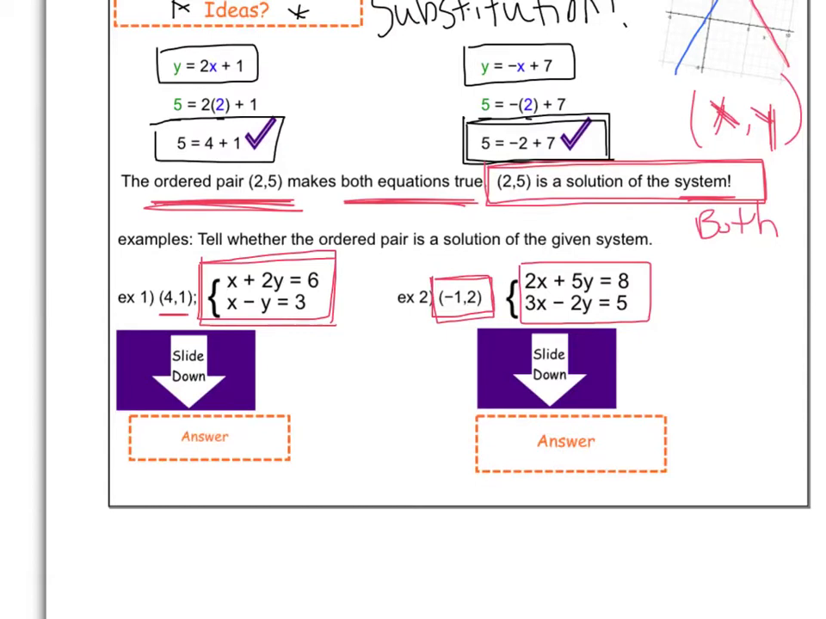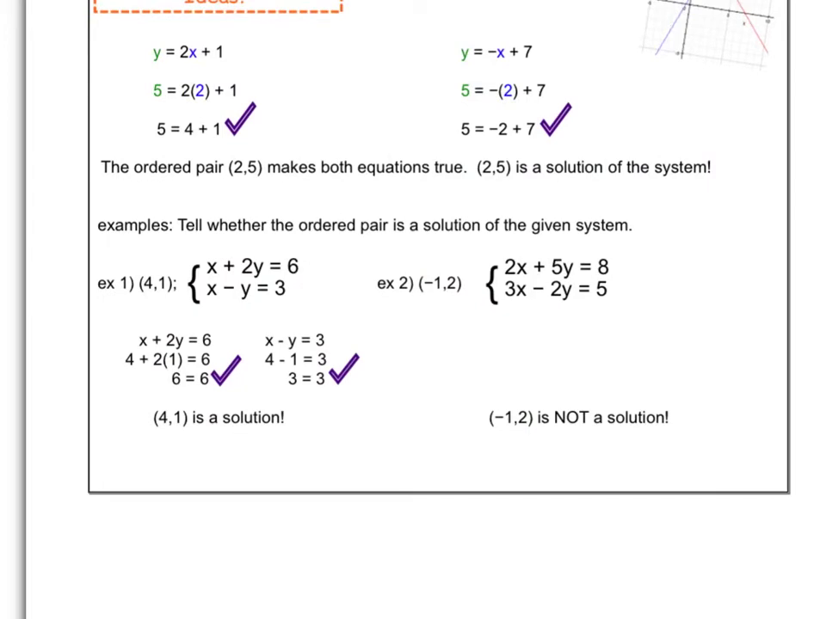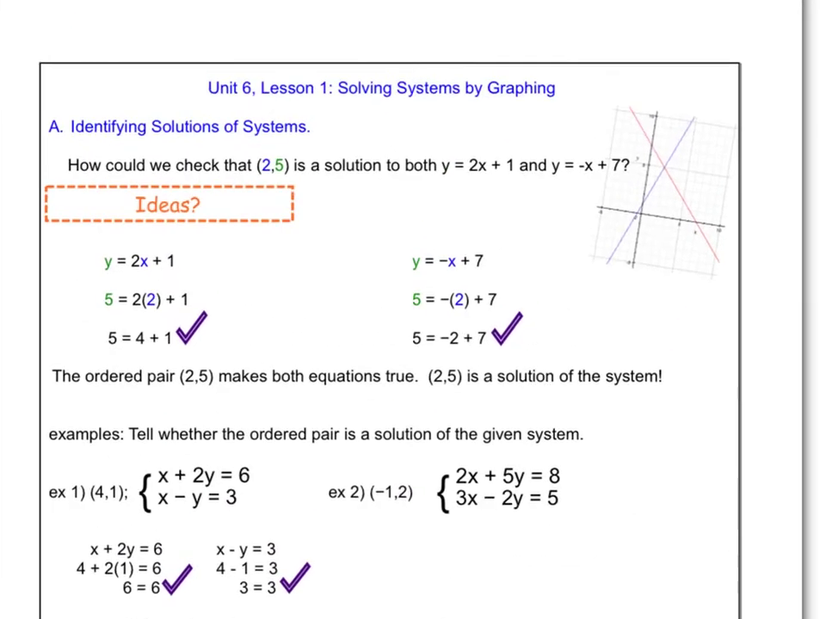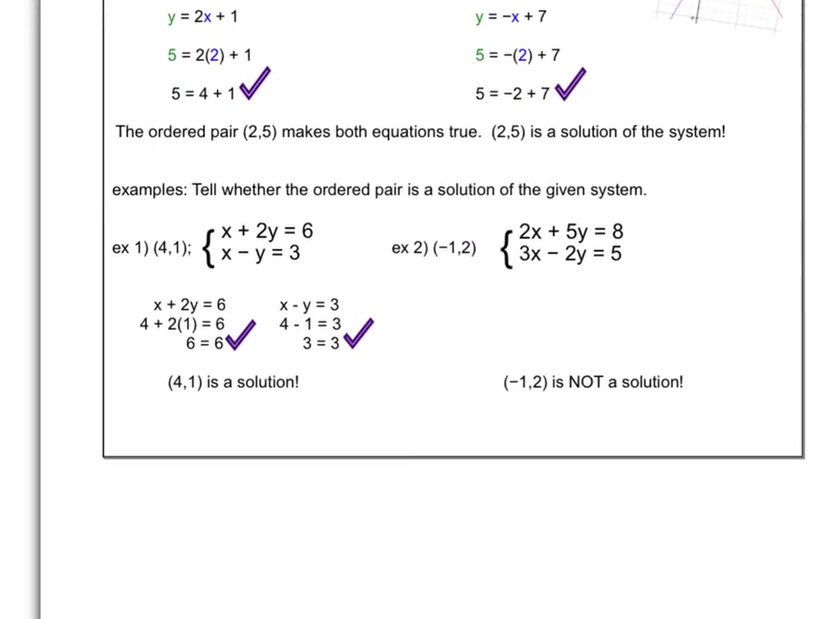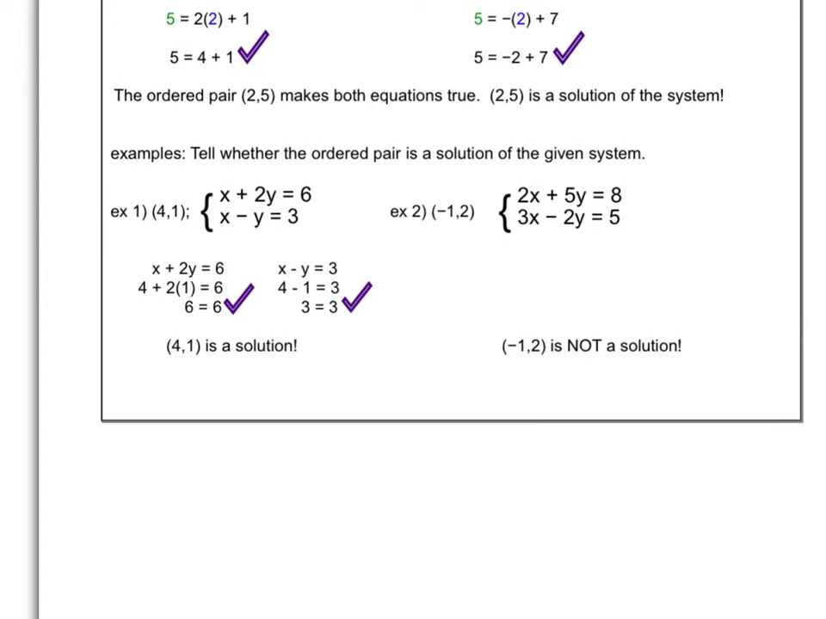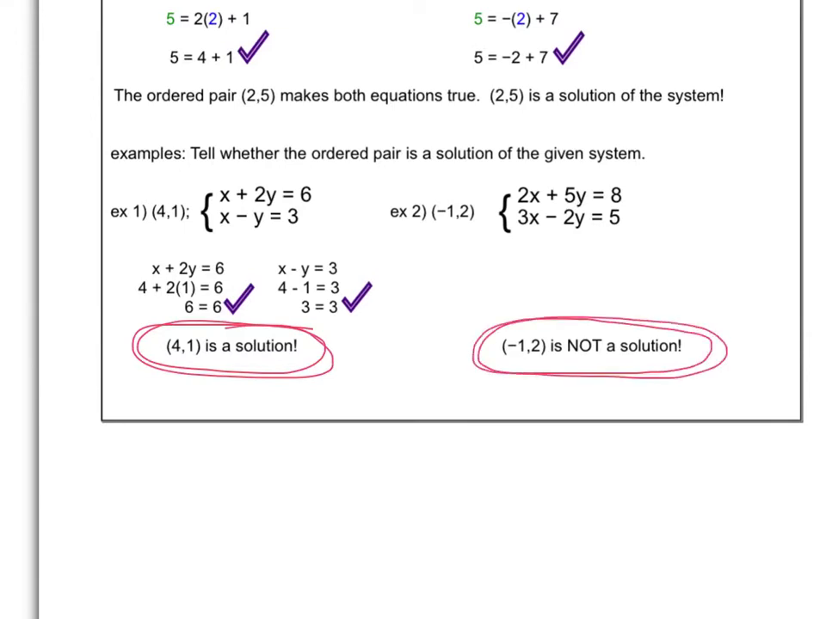Alrighty, I assume that you are back and so I have a new slide here, same as the last slide, but now I have the answers shown for you. So the first example is yes, 4 comma 1 is a solution. It works in both of them. The second one, it is not a solution. So hopefully you got that for both of them. I didn't take the time to write it out here, but if you have questions, bring your questions to class and I'd be happy to go over them with you.